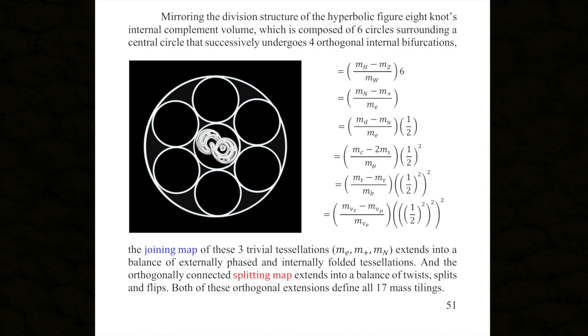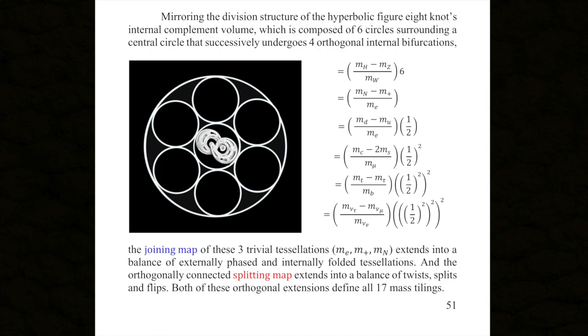What's the single thing represent? The single thing represents our joining map of the mass boundary, the arrangement between the neutron and the proton and the electron. Under this constructive arrangement, the joining map of these 3 trivial tessellations, the mass of the electron, proton, and the neutron, define how the mass boundary itself, the Planck mass boundary, is constructively set, how it's balanced, how it's falling apart, and how it's falling together. Those 3 different expressions of the mass boundary extend, just like the charge boundary internally extended by the division structure of the hyperbolic figure-8 knot.